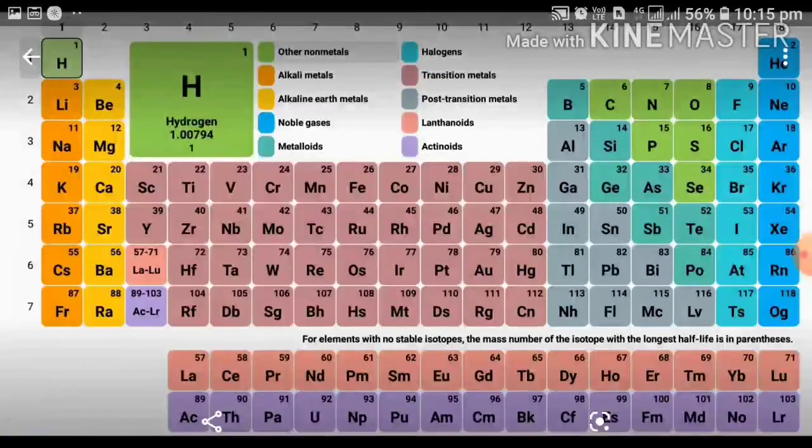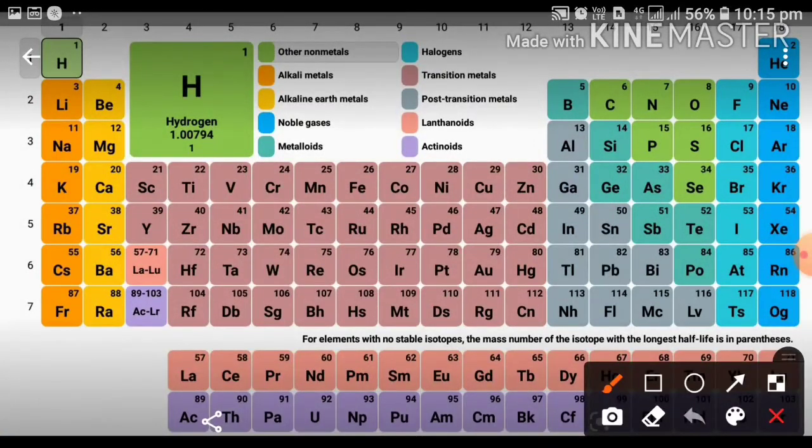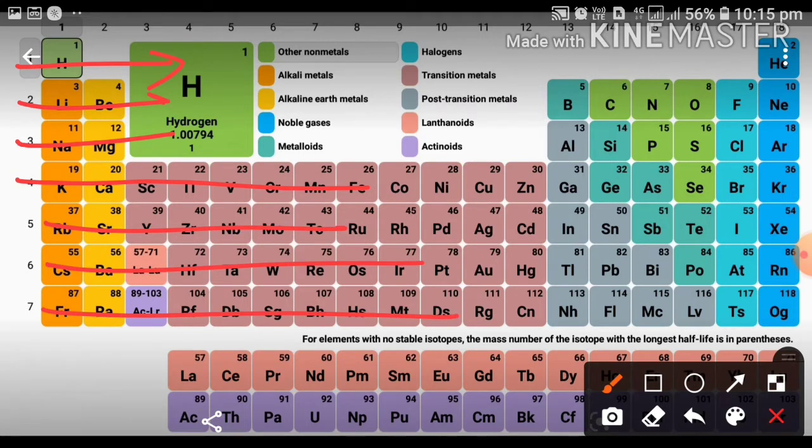In the same way, in the periodic table 7 horizontal columns are there. This is the first horizontal column, second horizontal column, third, fourth, fifth, sixth and seventh. Total 7 horizontal columns are there and they are called periods. About these groups and periods we will study in detail in the last chapter of chemistry, and that is periodic classification of elements.